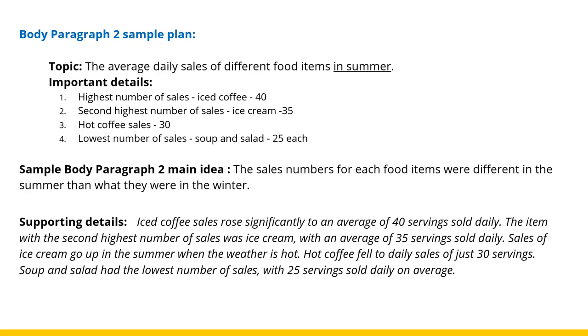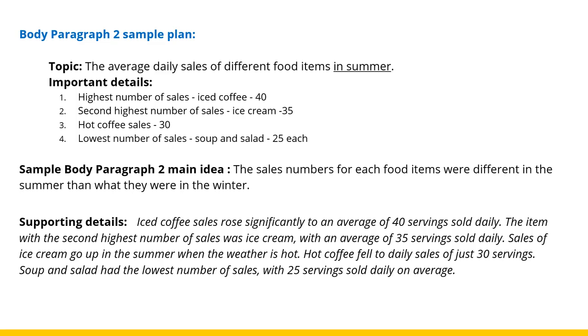So you can use words such as increased, decreased, and I'm going to read here for you. Iced coffee sales rose significantly to an average of 40 servings sold daily. The item with the second highest number of sales was ice cream, with an average of 35 servings sold daily. Sales of ice cream go up in the summer when the weather is hot.